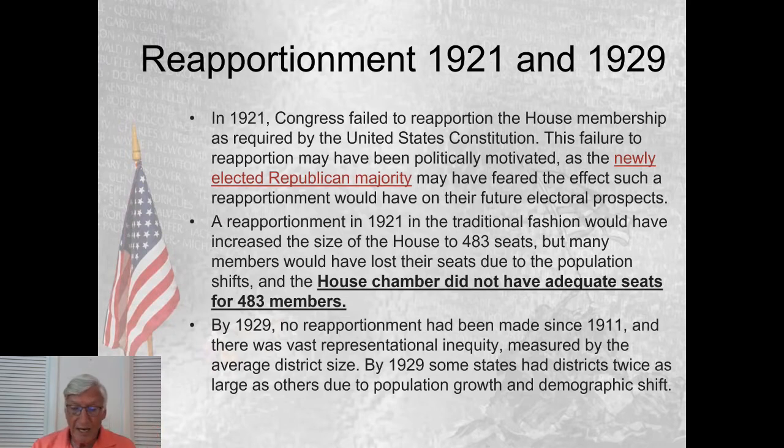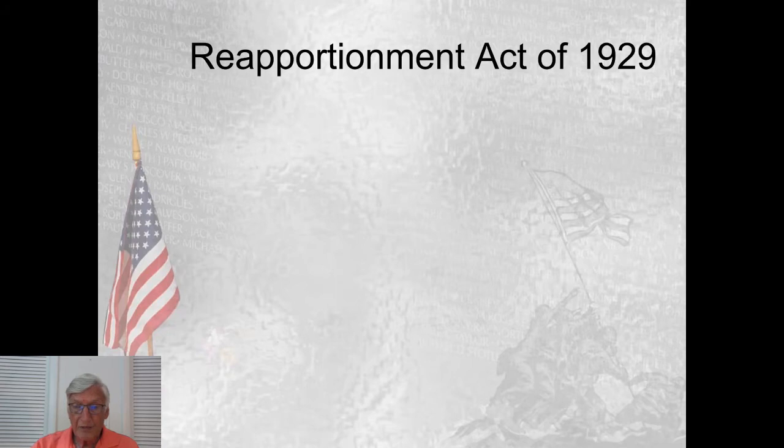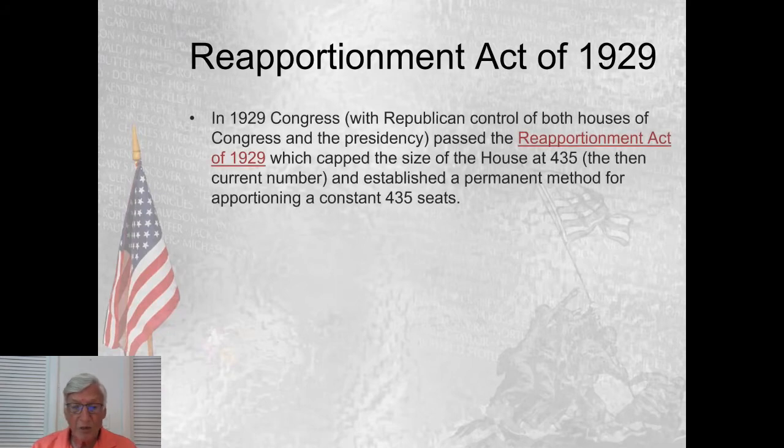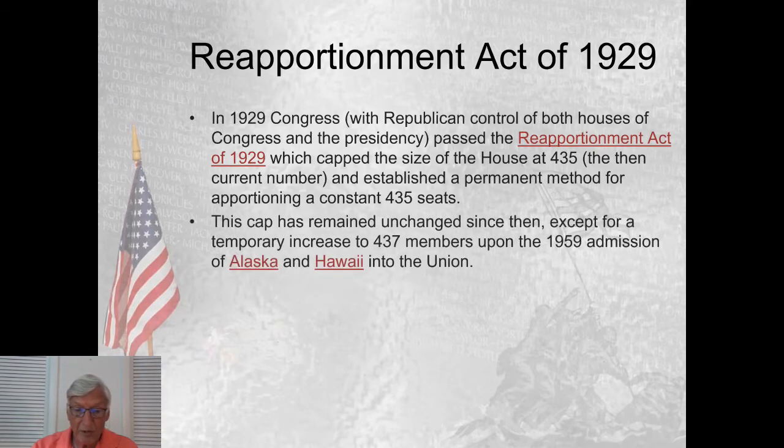By 1929, no reapportionment had been made since 1911, and there was vast representational inequity, measured by average district size. Some states had districts twice as large as others, and this was not permissible. So they passed the Reapportionment Act of 1929, which caps the size of the House at 435, which, as you well know, is the current number, the established permanent method for apportioning a constant 435 seats.